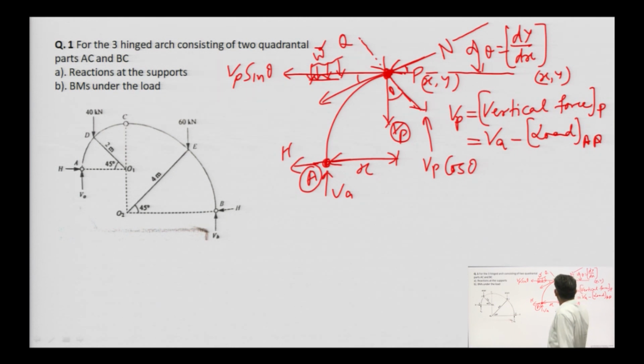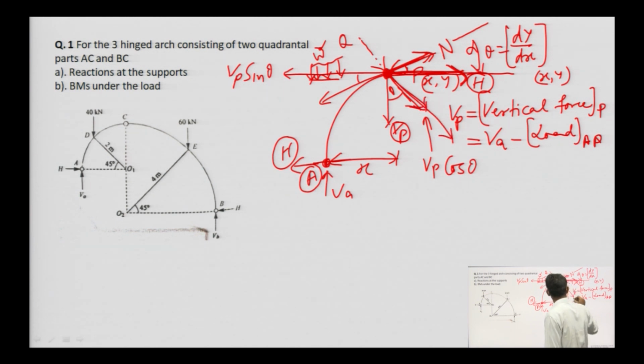And at this point P, if we consider the equilibrium, since there is H, at the point P, to make the equilibrium, there will be also a horizontal thrust H, right. So, we need to resolve this H also in this direction and in this direction.